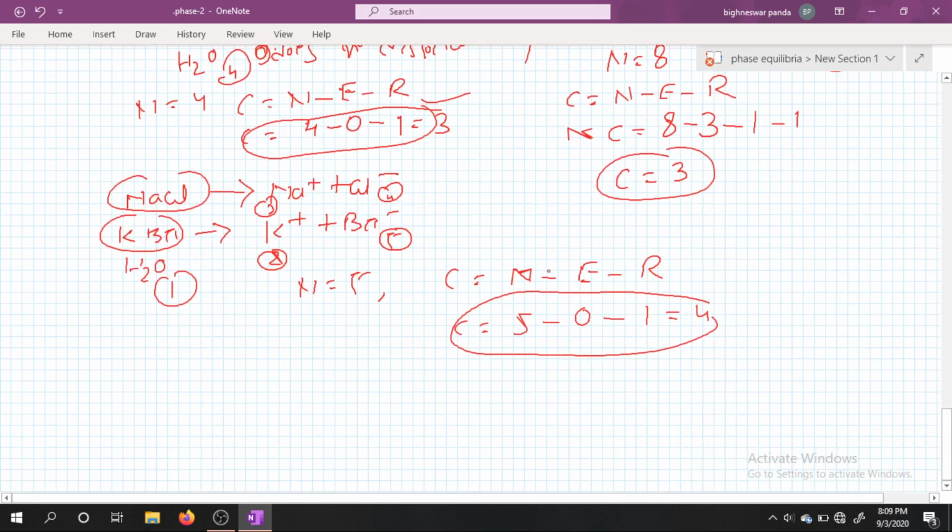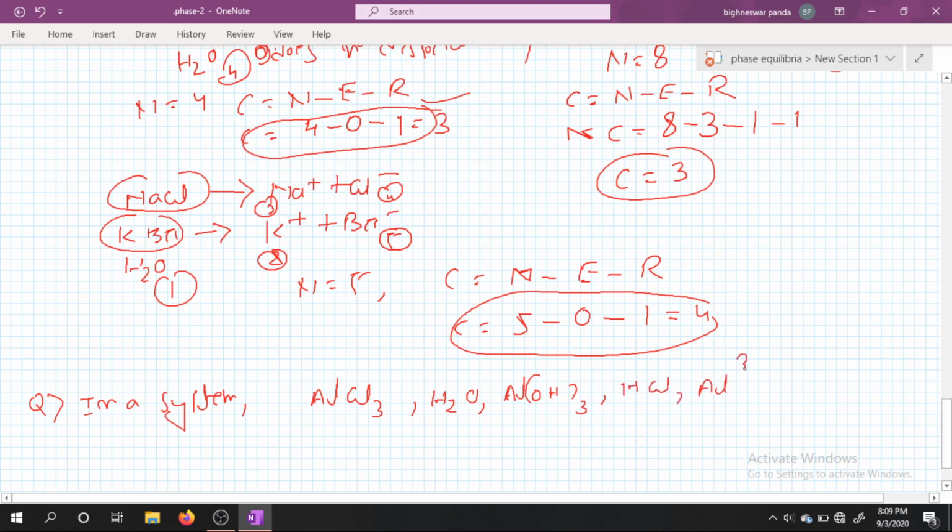Next, another important question is there. In a system, there is presence of AlCl3, water, Al(OH)3, HCl, Al3 plus, Cl minus, H plus, OH minus. In a system, this number of species are present.